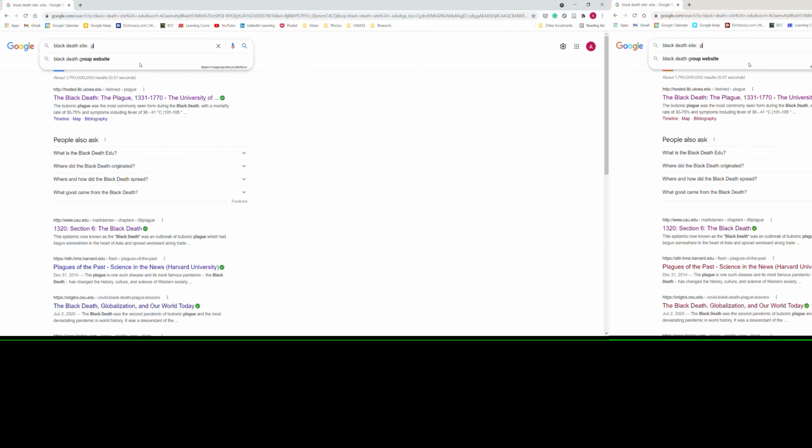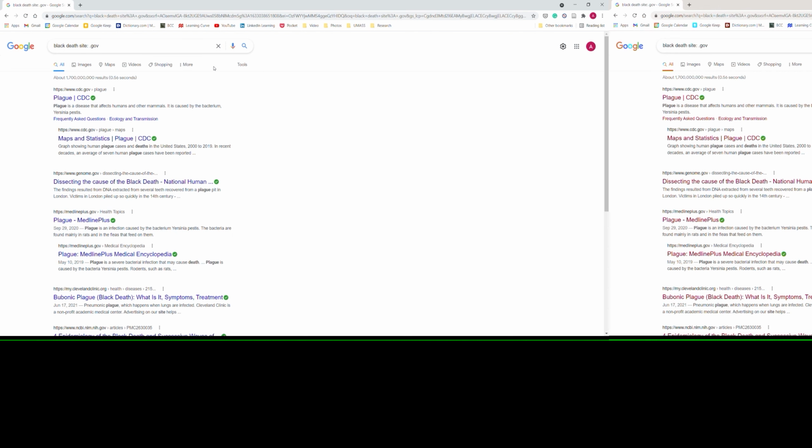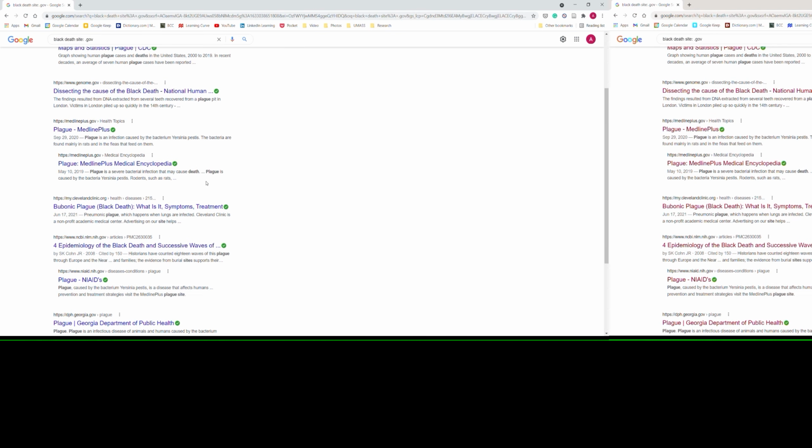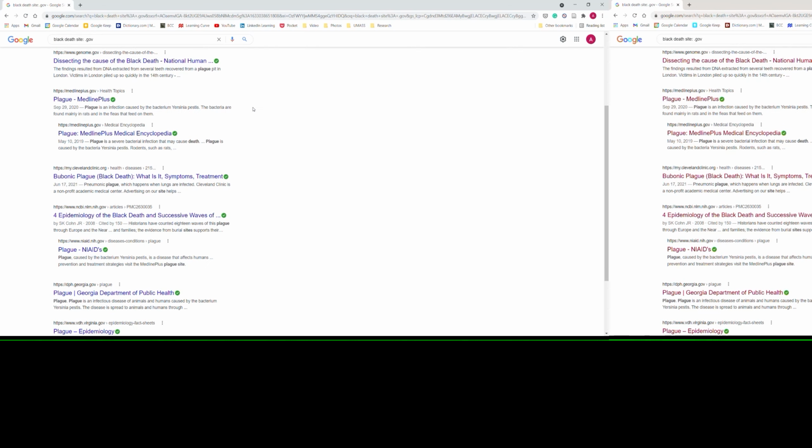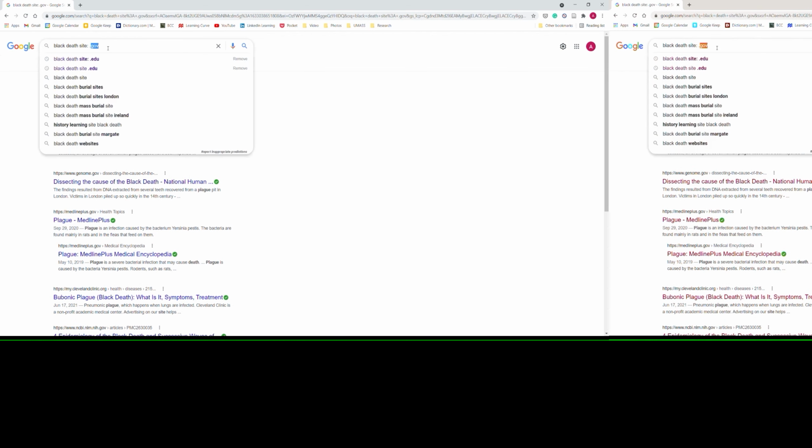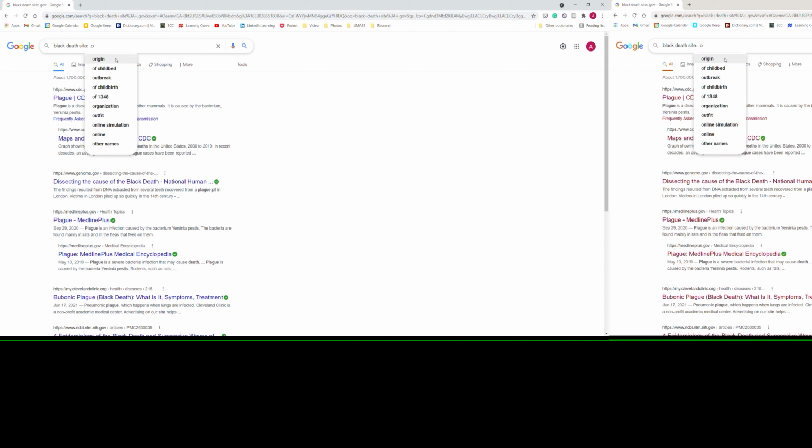Now, depending on your topic, .gov might be good. So I think this is one where .gov is going to give us something because it's medical, right? And so we have the CDC comes up first, genome.gov, Cleveland Clinic, and once again, why is that .org? I'm not sure. So yeah, you can limit it to .gov websites this way. We could also try .org.